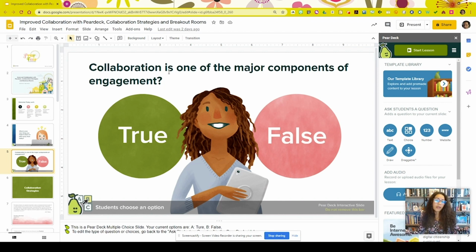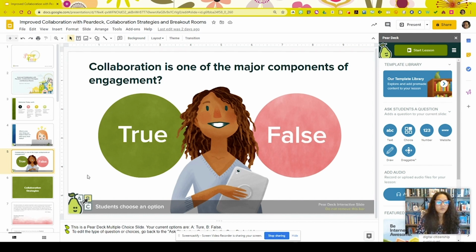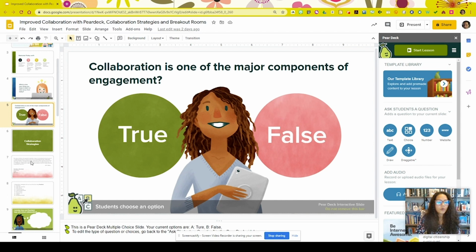So I want to ask you guys, and hopefully we can have an ongoing conversation if you decide to reach out to me about collaboration. Is it one of the major components of engagement, true or false? We know there are many different schools of thought on this, but for me, I'm definitely going to say true. And this is where we go into this.